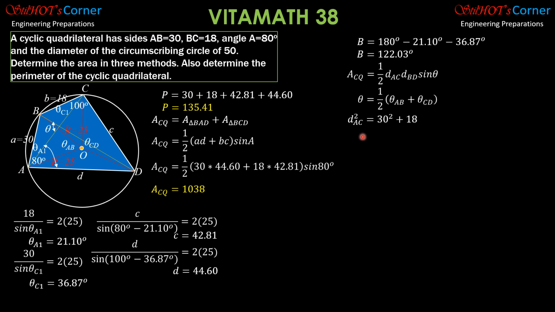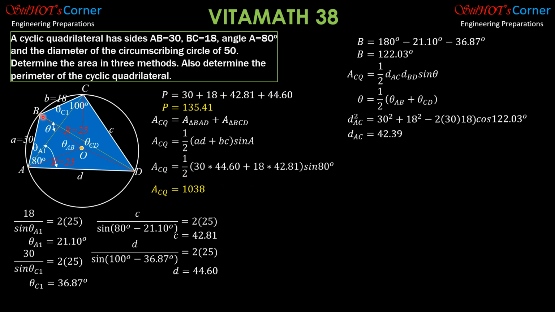So, by the way, by cosine law, to solve for diagonal AC from triangle ABC, diagonal AC square is equal to 30 square plus 18 square, remember cosine law, minus 2 times 30 times 18 times cosine of angle B, which is 122.03 degrees. So diagonal AC can now be computed. It is equal to 42.39 units.